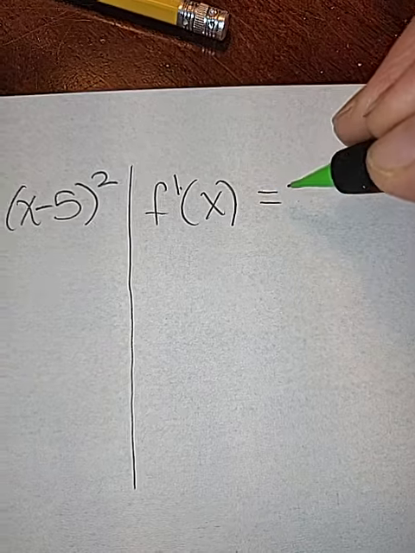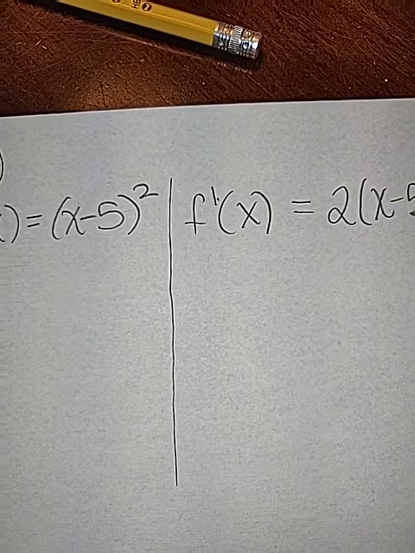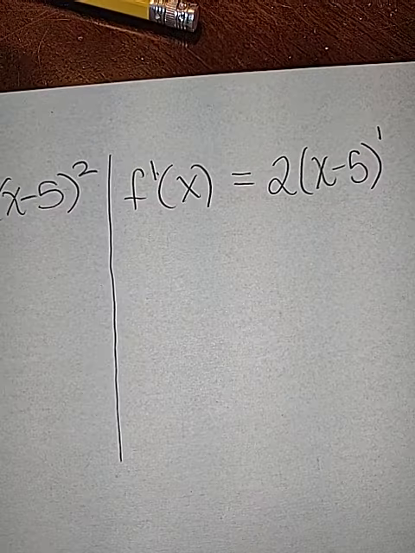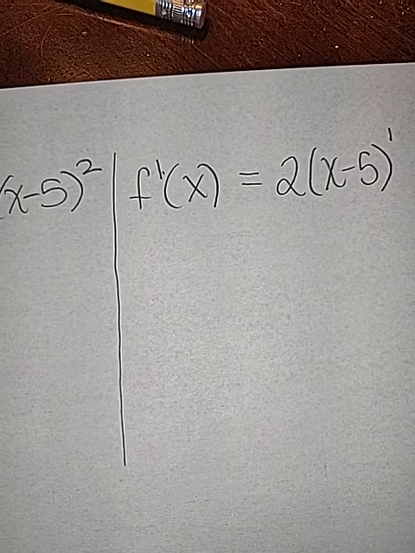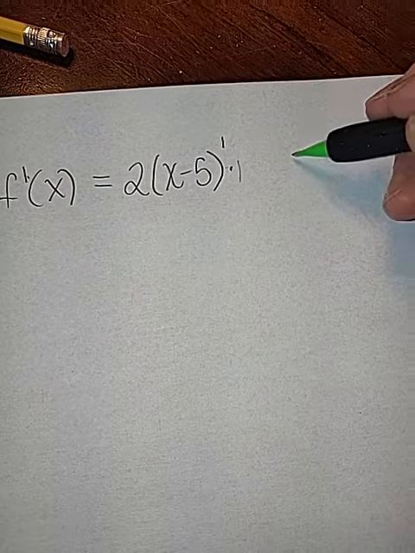Okay, my first derivative, I have to use the chain rule here. So I pull the 2 down. I subtract 1 from the exponent. And then the derivative of the inside is just 1. So I should really write times 1 there, but that doesn't change the problem.